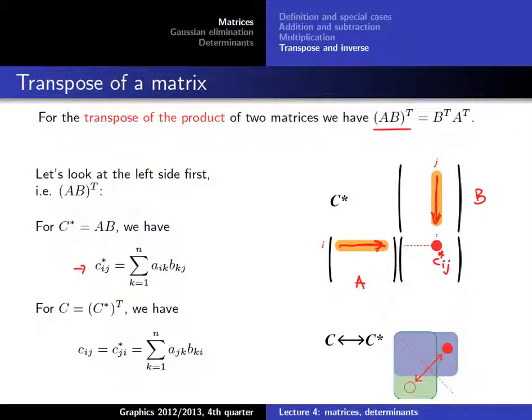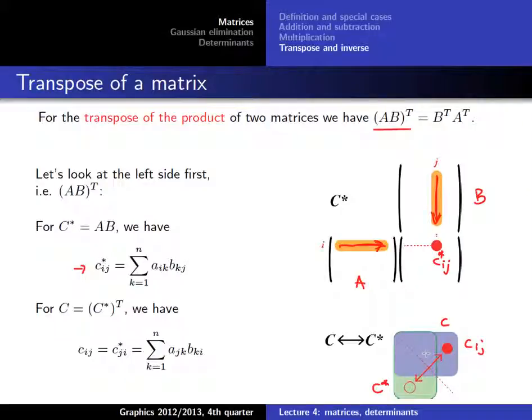Now, if we take the transpose of that, if we want to have a position Cij in our matrix, so this is the new matrix C, which is the transpose of this C star, then we just have to look up this value and write it here.